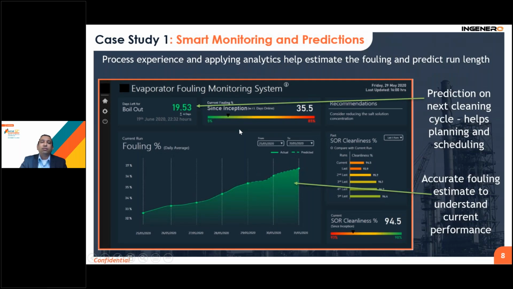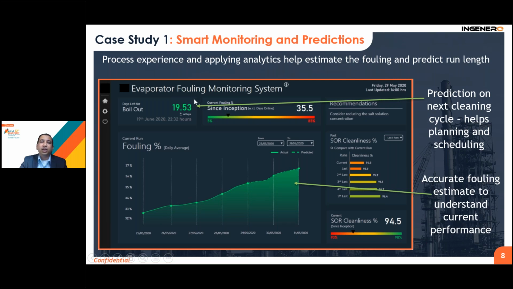So let's look at some of the features of this tool and solution. We all know process experience and applying the right analytics helps a lot to estimate the fouling rate more accurately and predict the timeline. Let's look at the dashboard and some of these features being demonstrated here. If you look at this fouling chart, this tool helps operations estimate the current fouling rate and also predict the consequences of it going forward.